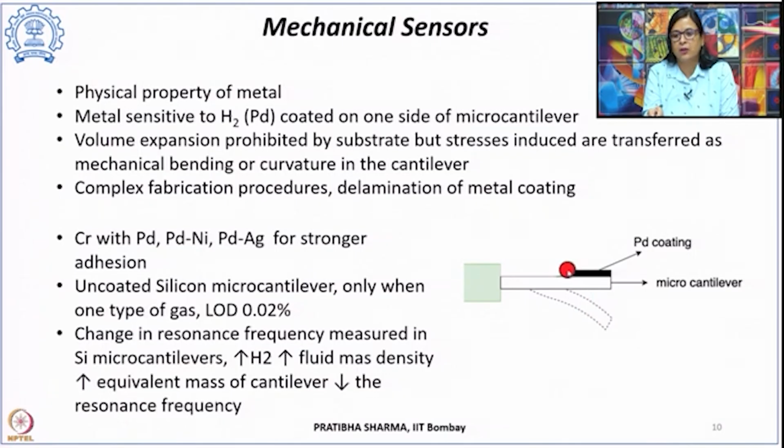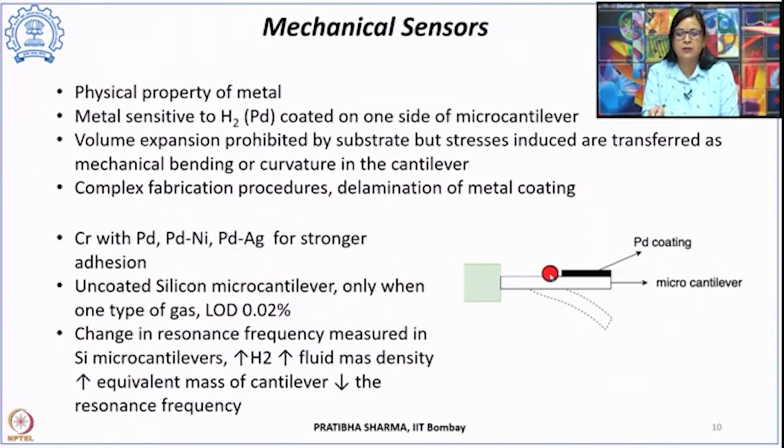Even this can be made porous so as to have higher hydrogen diffusivity into the palladium coating thin film, but the problem is that they have a complex fabrication procedure, and at the same time they are subjected to several cycles of expansion and contraction. During hydrogen absorption and desorption, delamination of the metal coating, this palladium coating, can take place. Now in order to improve the adhesion of this coating, chromium with palladium can be used, or palladium nickel or palladium silver could be used for stronger adhesion.